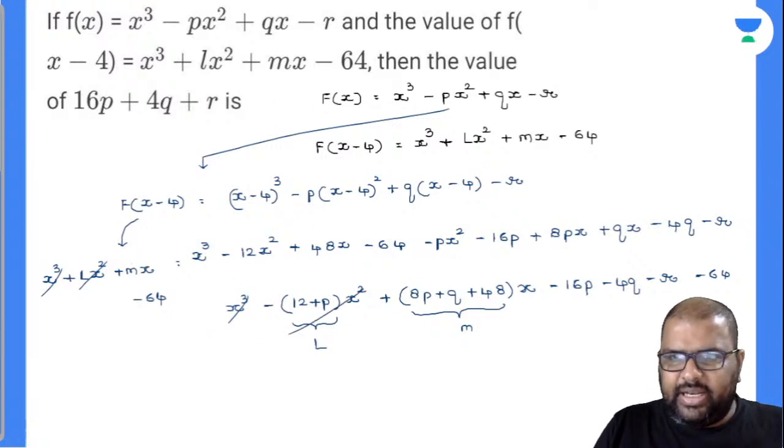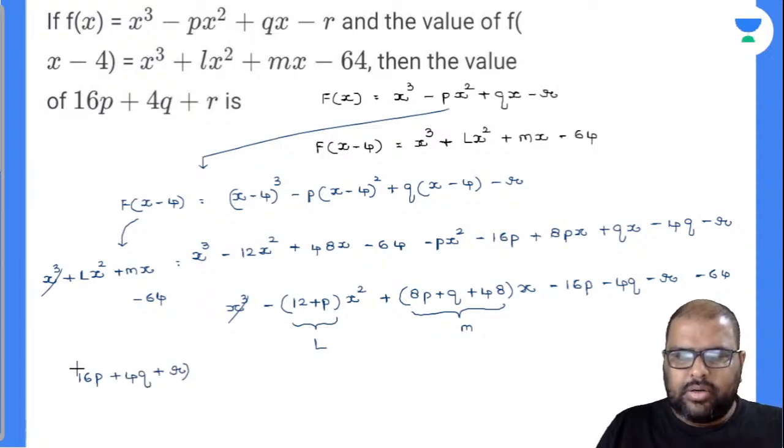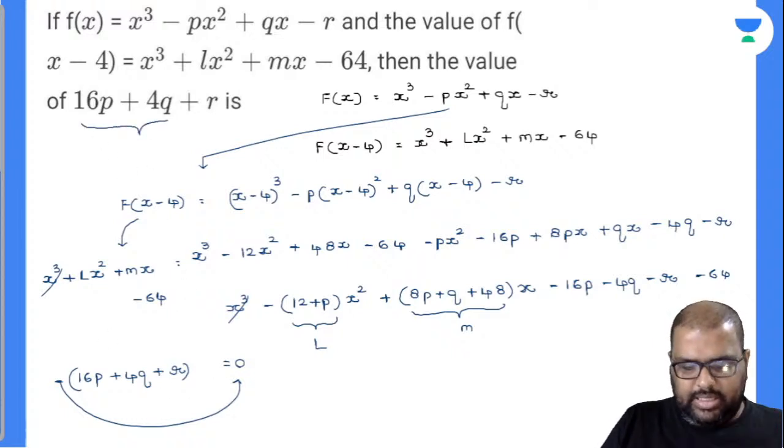At last finally, what is left over? 16p plus 4q plus r. I'll take minus as common, which will be equal to 0. And this minus also will come to this side. At last finally 16, this is your answer. Is it equal to 0? Yes, it is equal to 0.